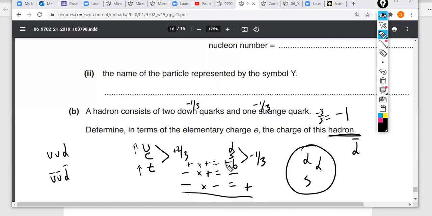Just like I don't know if I really agree that strange is negative, but the strange quark is negative, okay, and the charm quark is positive. So you need some way to remember these charges associated with these quarks to answer a question like this.